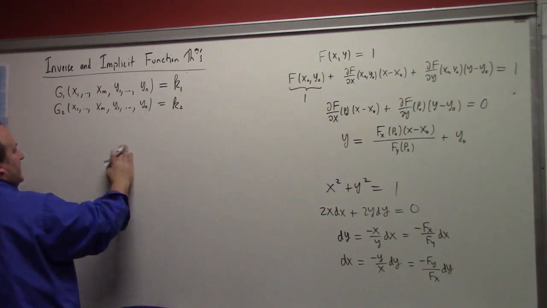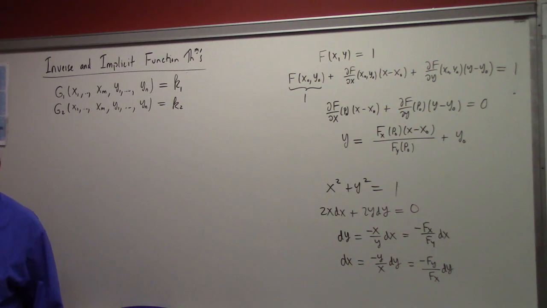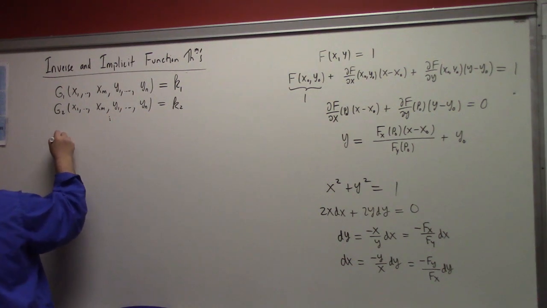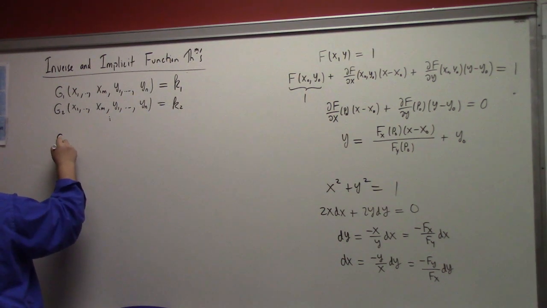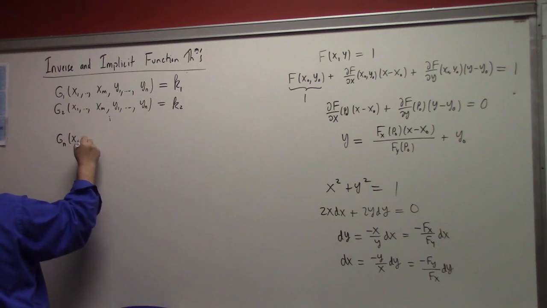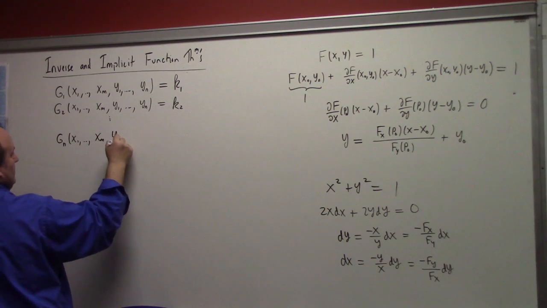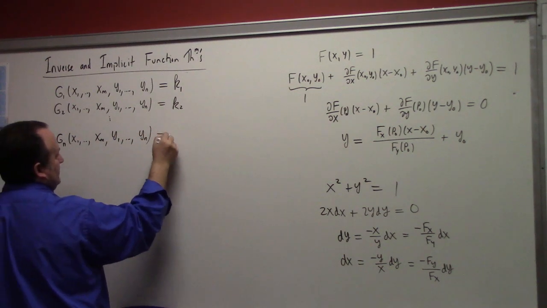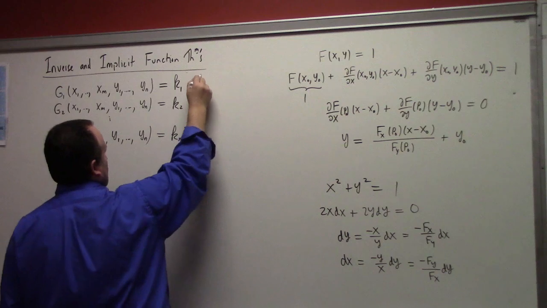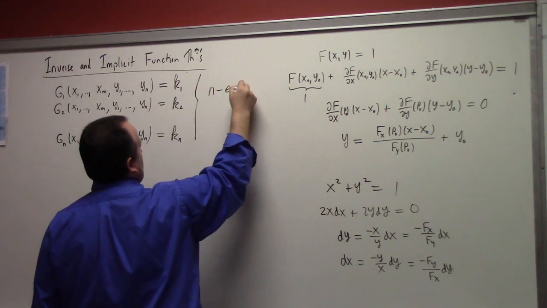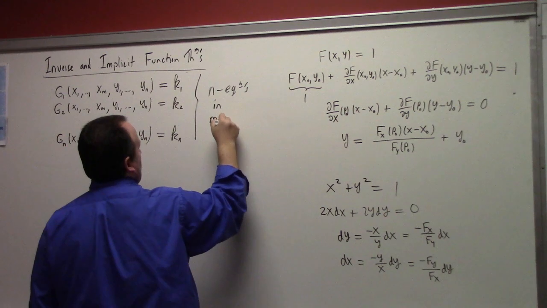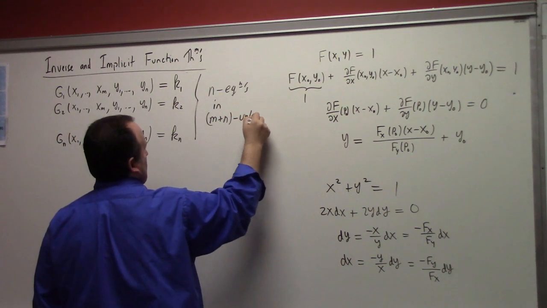All right, and so we're going to look at a rather fantastic thing. We're going to look at a surface that is defined as the solution set of m plus n variables in n equations, n nonlinear equations. It's really quite fantastic what we're looking at here. Gn of x1 through xm, y1 through yn, equal to kn. So here we're looking at n equations in m plus n unknowns.